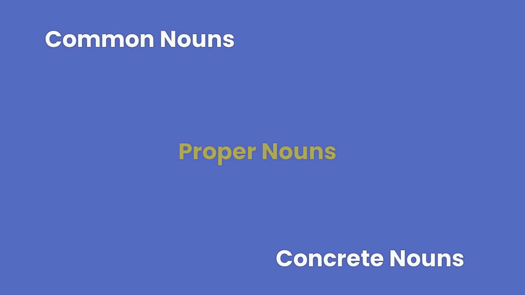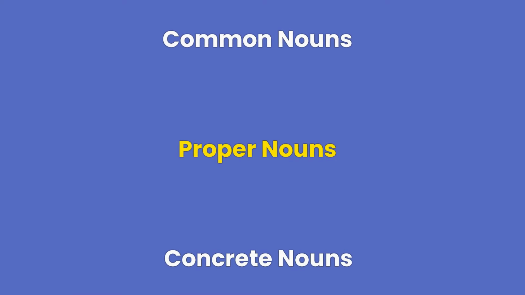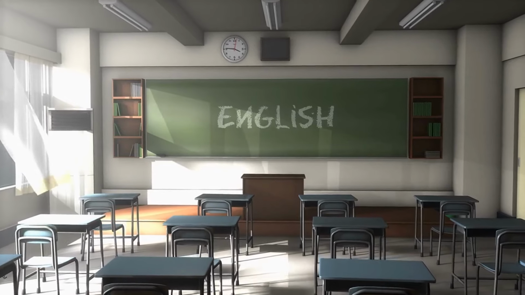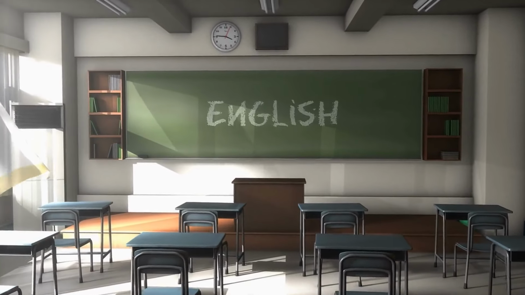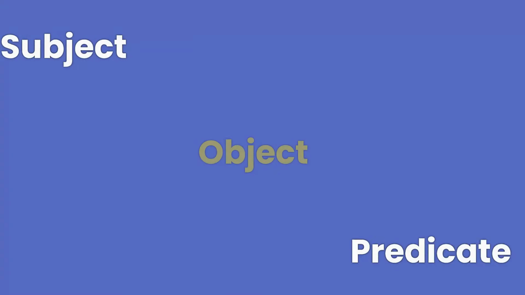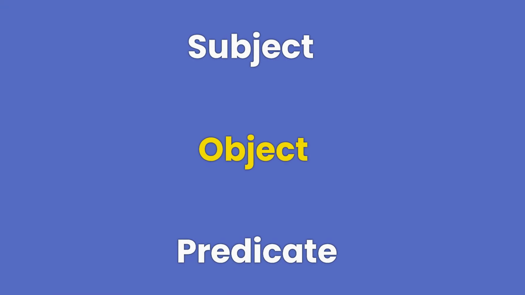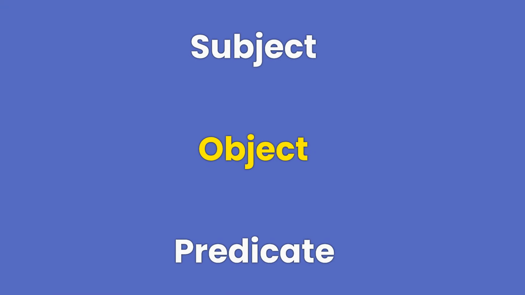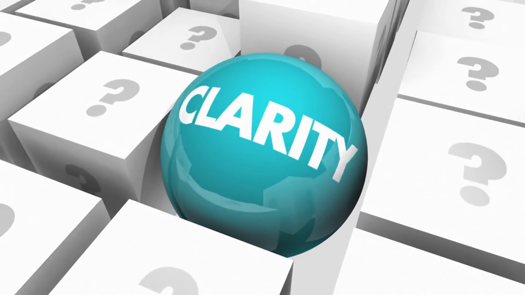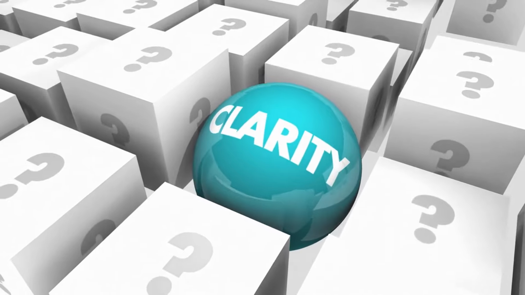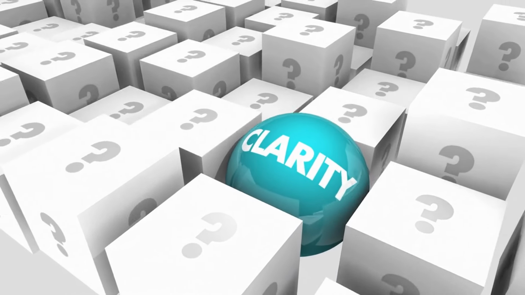There are several types of nouns, including common nouns, proper nouns, concrete nouns, and abstract nouns. Nouns are one of the fundamental parts of speech in the English language. They form the basis of any sentence by providing the subject, object, and sometimes the predicate of a sentence. Therefore, it is important to have a solid understanding of nouns to effectively communicate in English.